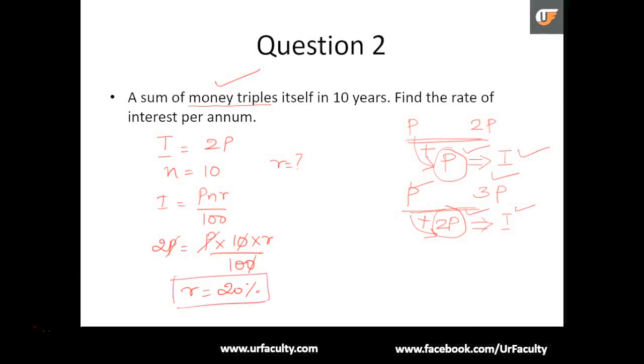Isn't it easy? So the key here is, before you apply this formula, the key is to find out the value of I, and the value of I can be arrived by applying this concept.